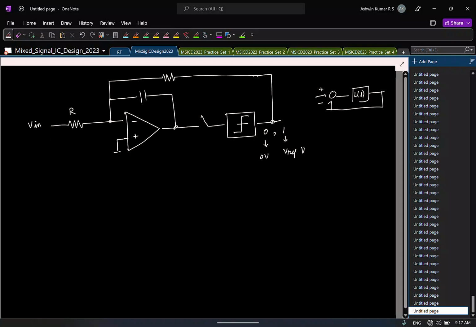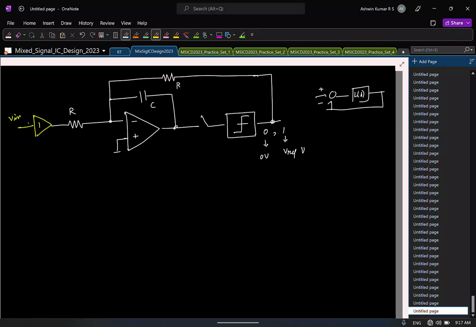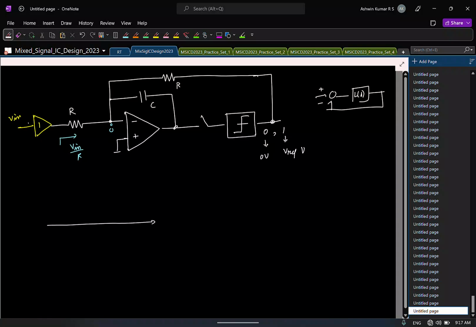Let us say this is R, this is R, this is C. If I have an input buffer here, what will be the current that we are drawing from this buffer? Vin by R, since this is virtual ground, roughly 0. So the current will be constant and it will be Vin by R. If I sketch this versus time, it's a constant current Vin by R.